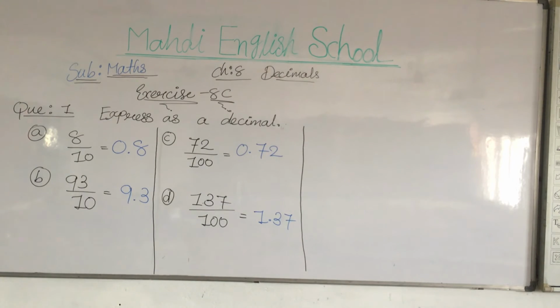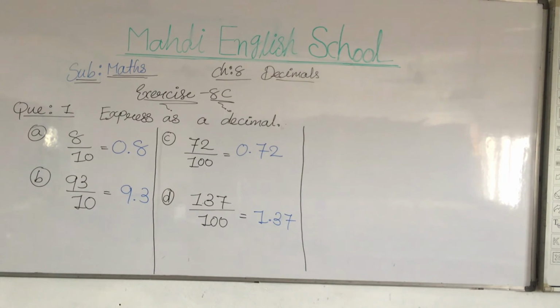72 upon 100 is equal to 0.72. Understood? We have done all these questions. Okay, so then we will move on further, my dear students. Question number E. Now try to solve it on your own.